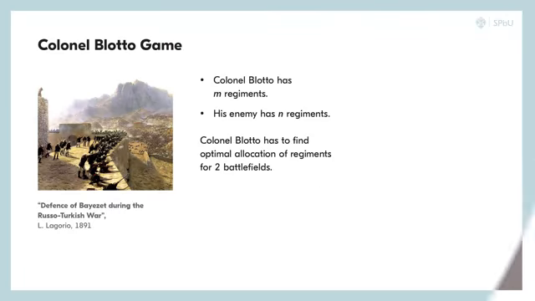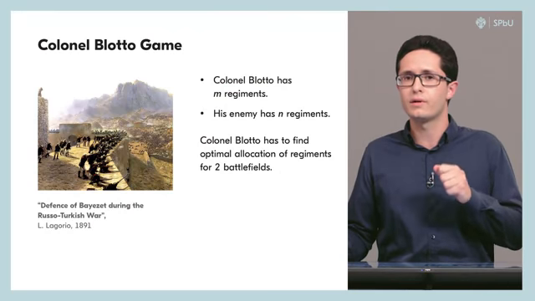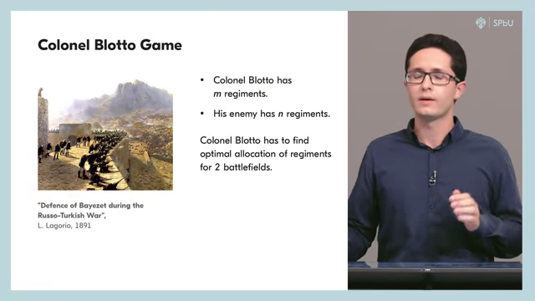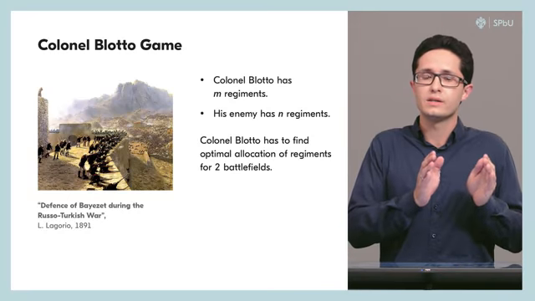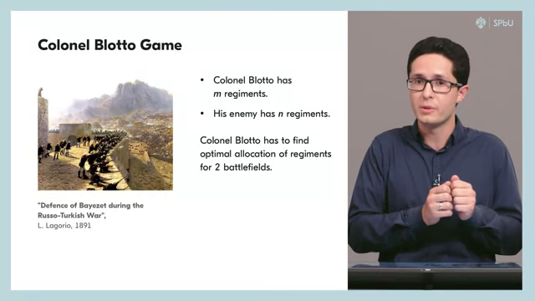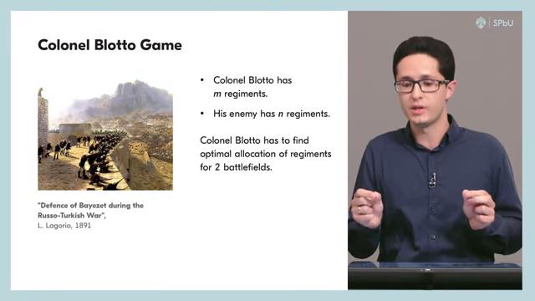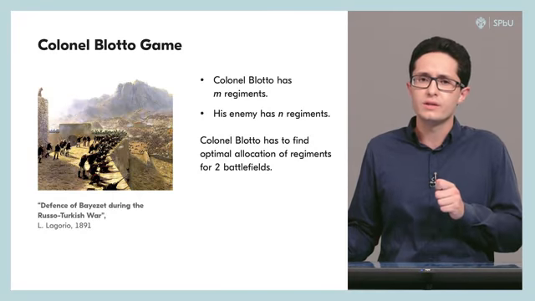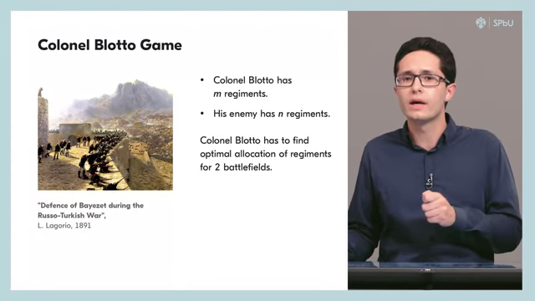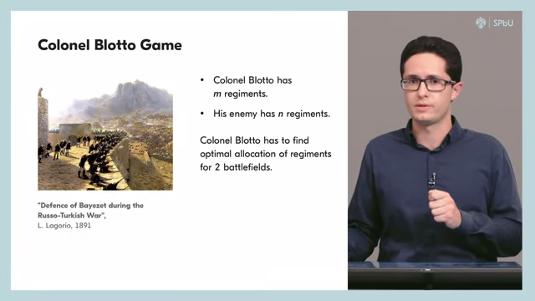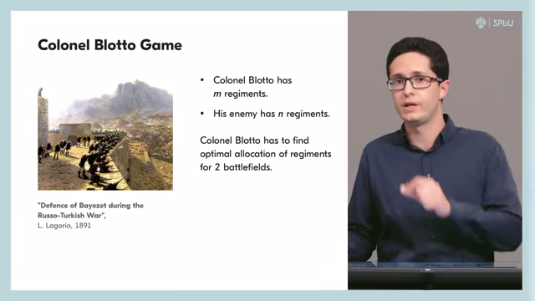But today we will start with zero-sum games in normal form. Consider a classical game theoretical example called the Colonel Blotto game. Suppose that we have a colonel who has M regiments, and his enemy who has N regiments. And the question is how to allocate the regiments of Colonel Blotto on two battlefields. And the same question we have for his enemy.